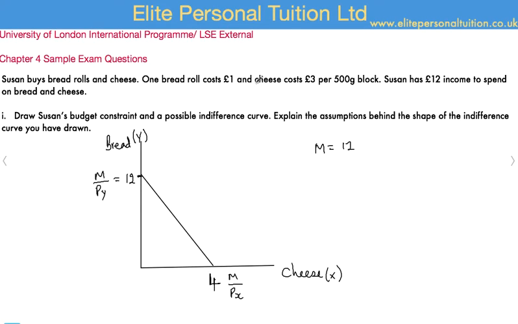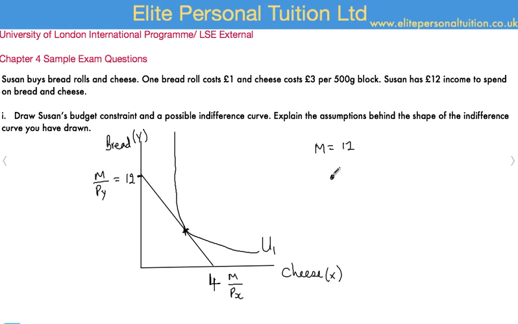Then we need to draw a possible indifference curve. Well, I'm going to draw my indifference curve like this. I'm going to make sure it touches about here on my budget constraint, and I'm going to make it quite a steep slope, something like that. U1.